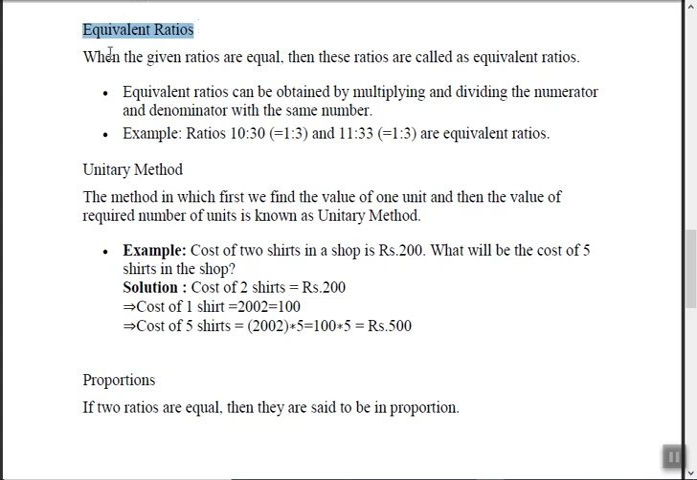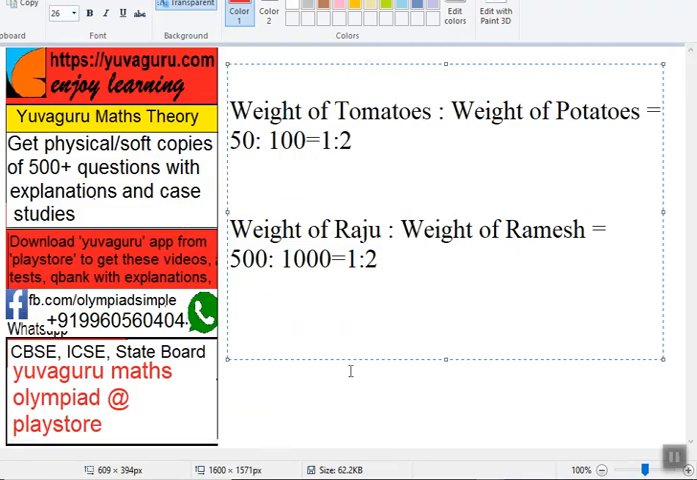Equivalent ratios. When the ratios are equal, then these ratios are called equivalent ratios. Ratios are equal means what? See here, let's say these two examples again. Weight of tomatoes to weight of potatoes, 50 is to 100. That's why it's 1 is to 2. Weight of Raju to weight of Ramesh, 500 is to 1000. That's why it's 1 upon 2. 1 is to 2. See here, both the quantities are different, but the ratios are same. Suppose even if it would have been 200 over here and 400 over here, then also it would have been 1 is to 2 only.